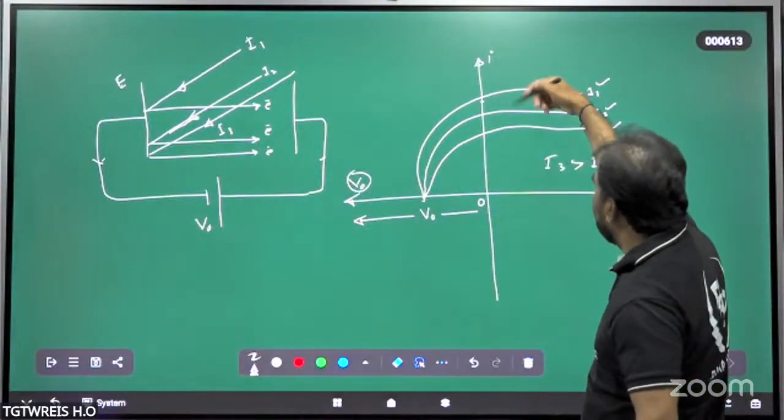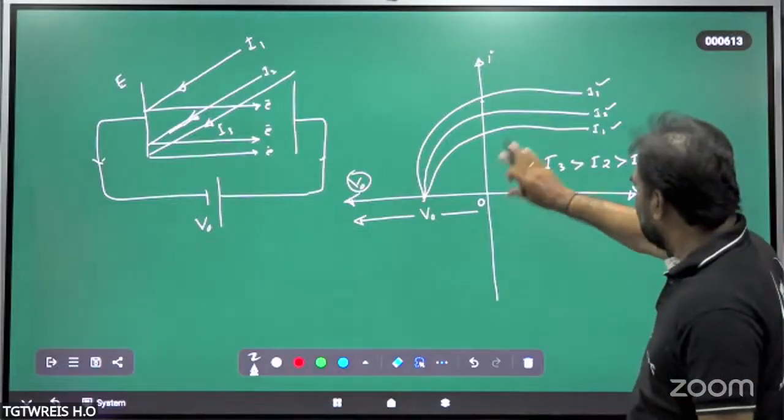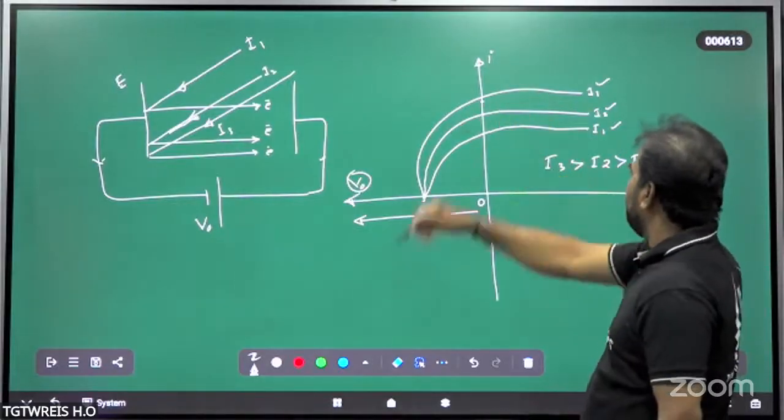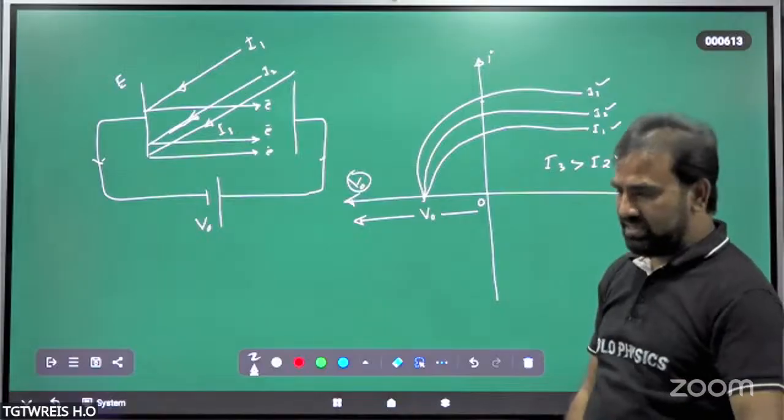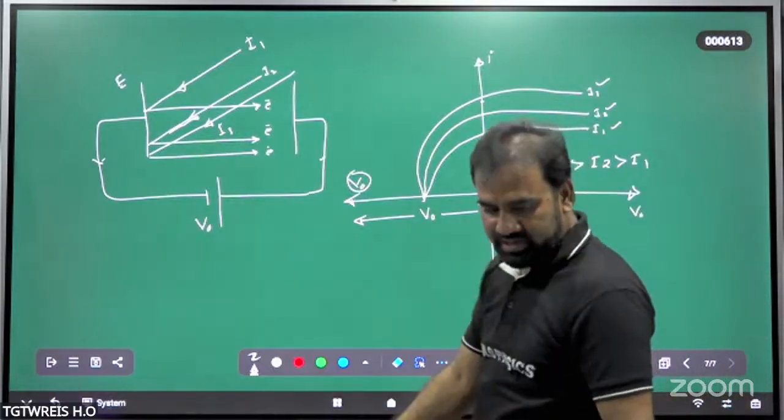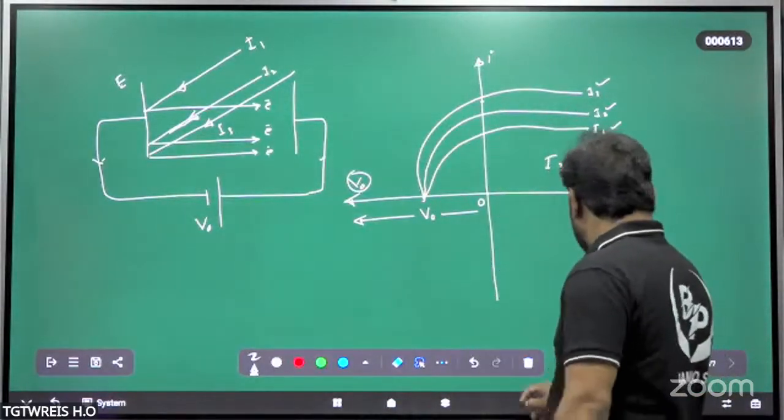Okay, by increasing the current, this is a graph between V naught and I. Even though the intensities of the currents change here. Okay, next, see.